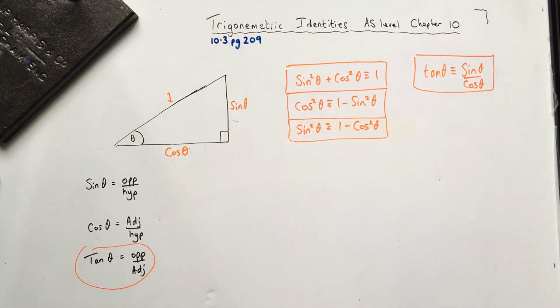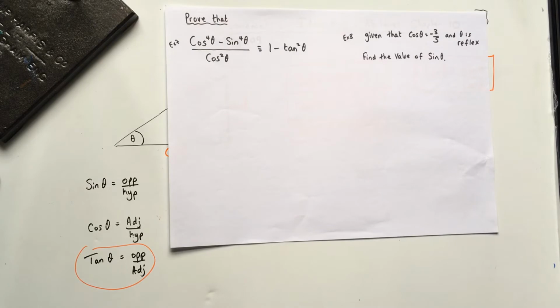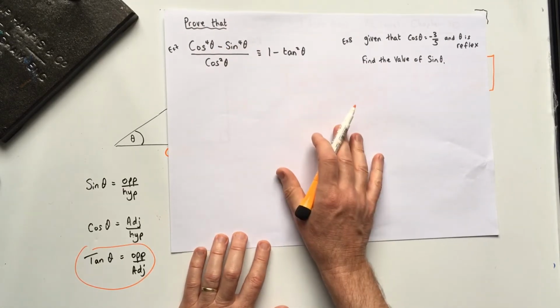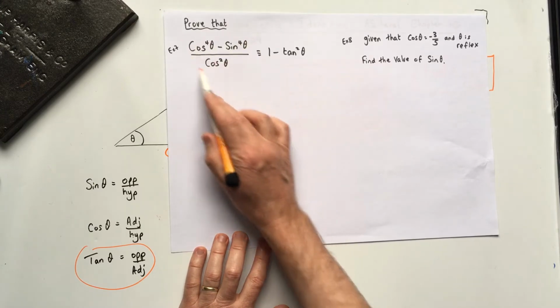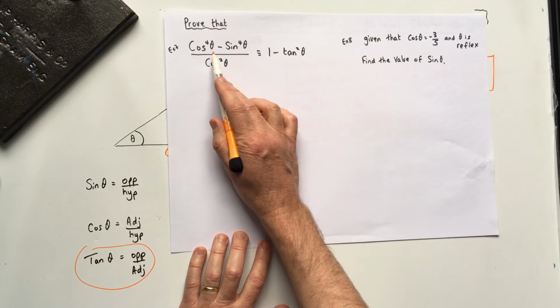Let's just have a look at these ones here. This one here looks a little bit of a mouthful. This time we've got to prove that all of this is equal to that.